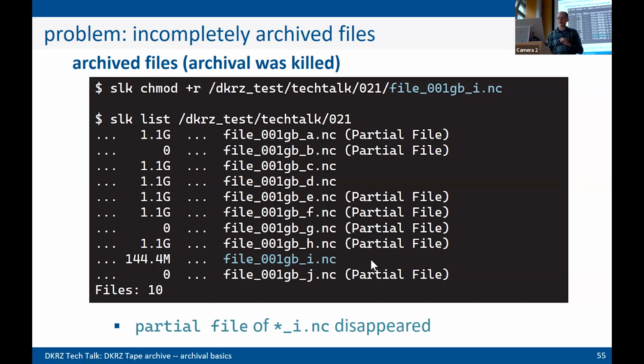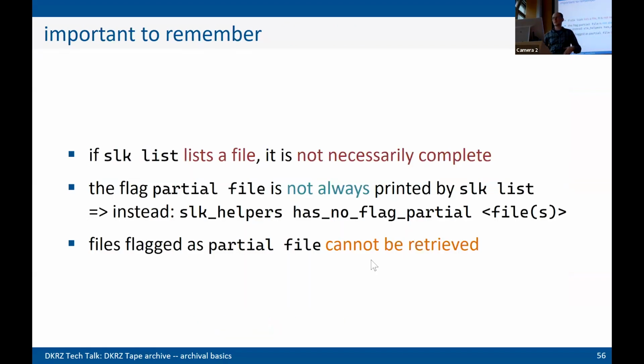We have a specific command with which you can check whether the flag is set or not. Just to know, you can look it up in the documentation. And so there are some things we should remember at this point. If we archive files and we do SLK-list and we see a file via SLK-list, then it's not necessarily completely archived. Files which are only half archived are still printed by SLK-list. So we cannot use this for verification of correct archivals.